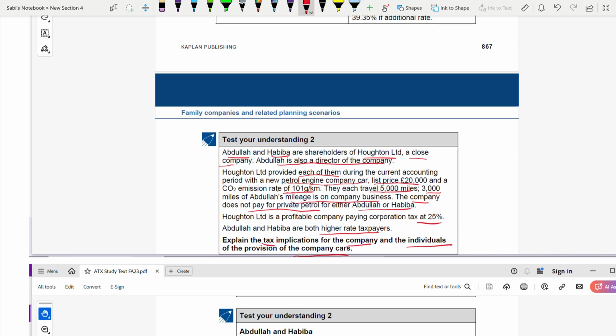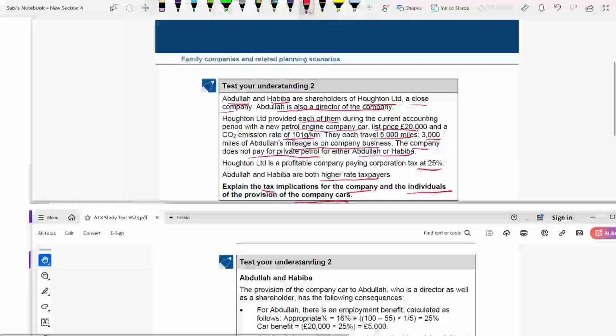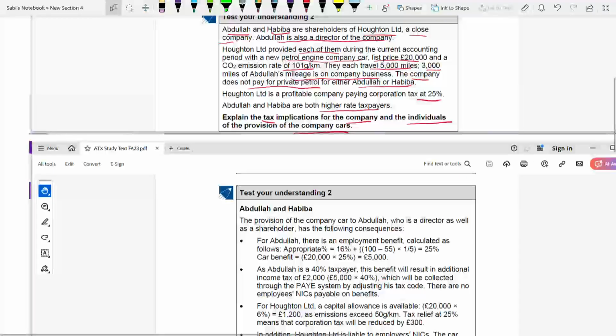They just said tax. It could be income tax, CGT, IHT, corporation tax. So now understand, when you are giving the company car to Abdullah, he's an employee who is receiving it. He's also a director as well as a shareholder. Employee also shareholder. So they will have the following consequences. Remember, they are receiving the benefit.